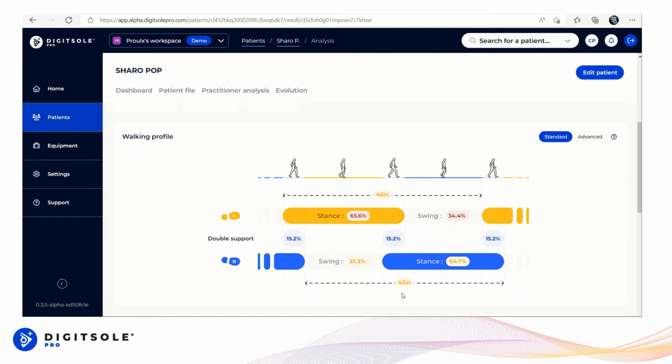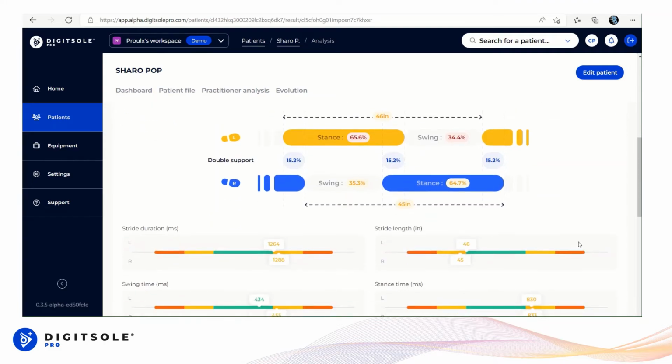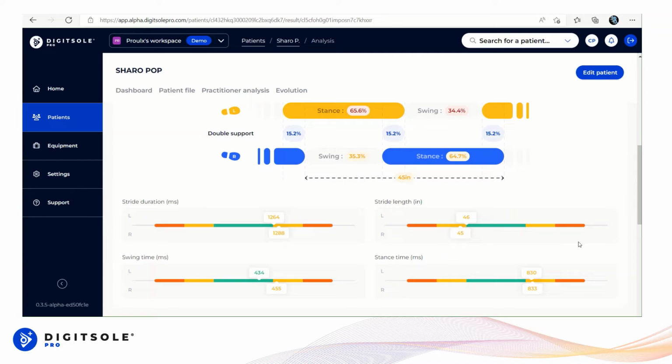And then we also look at the breakdown between the stance and the swing phase at 65.6, 34.4, and 64.7 and 35.3. On average, we see about a 60-40 split, give or take. And if we want to break that down even further, we can click on the advanced and continue to scroll down, and now we get more specific data.